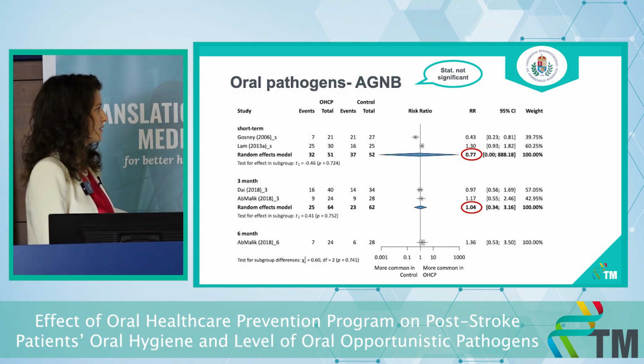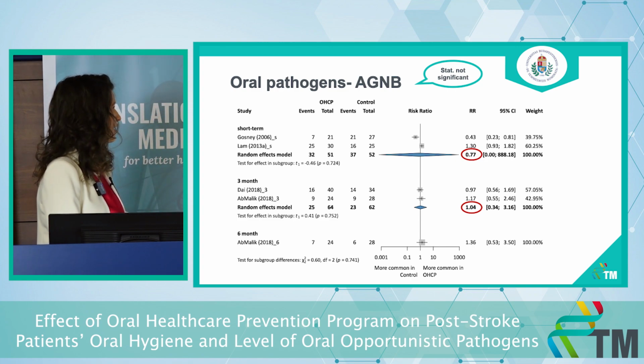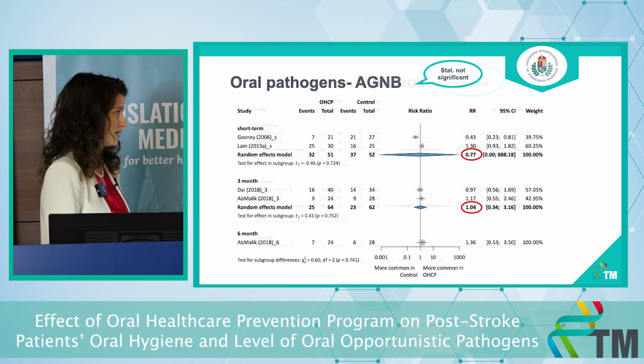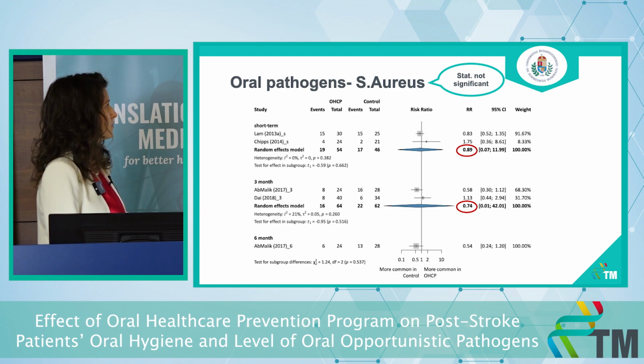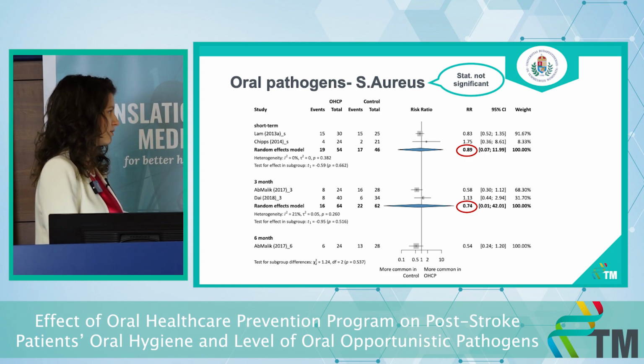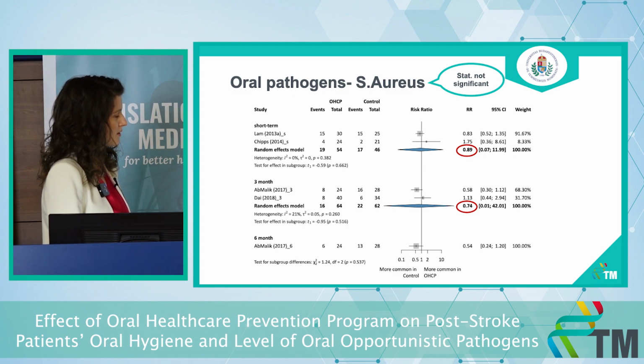Our second oral pathogen group was the gram-negative bacilli. We found 0.77 risk ratio at the short term, and at 3 months we found 1.04. So we see that short-term evaluation might be clinically relevant, however, statistically not significant. And our last one is about Staphylococcus aureus, which we found 0.98 at the short-term evaluation, and at the 3 month time point we found 0.74.